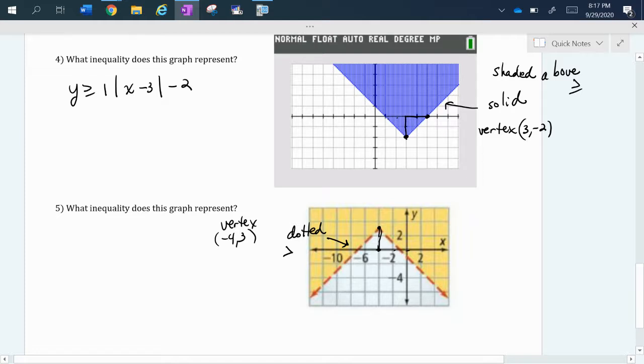Where's the next point? So we have to find another point on the graph. So I think it is, let's see, here. We've got down 1 and over 1. There we go. Down 1 and over 1, down 1 and over 1. So we have a slope of negative 1. So my a is negative 1. So I'm going to do y is greater than negative 1 times the absolute value of x plus 4 plus 3. And I did it.